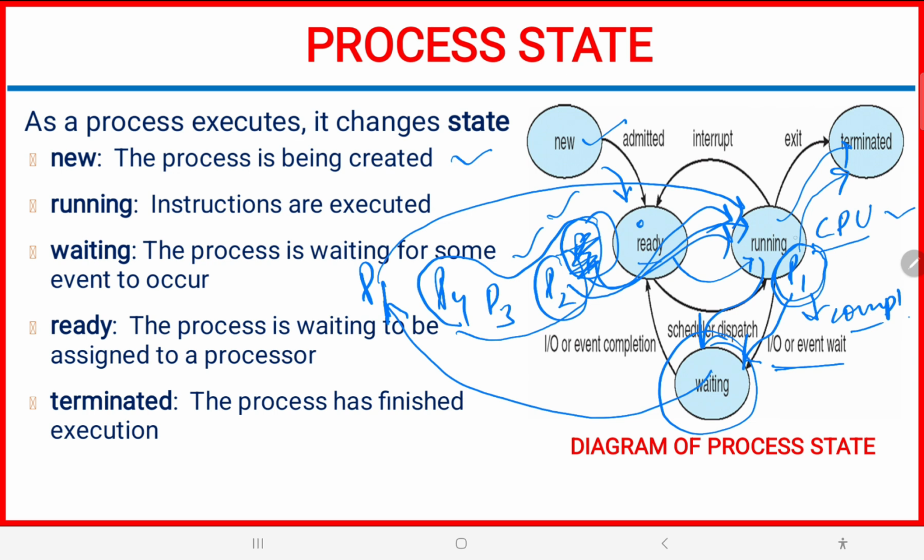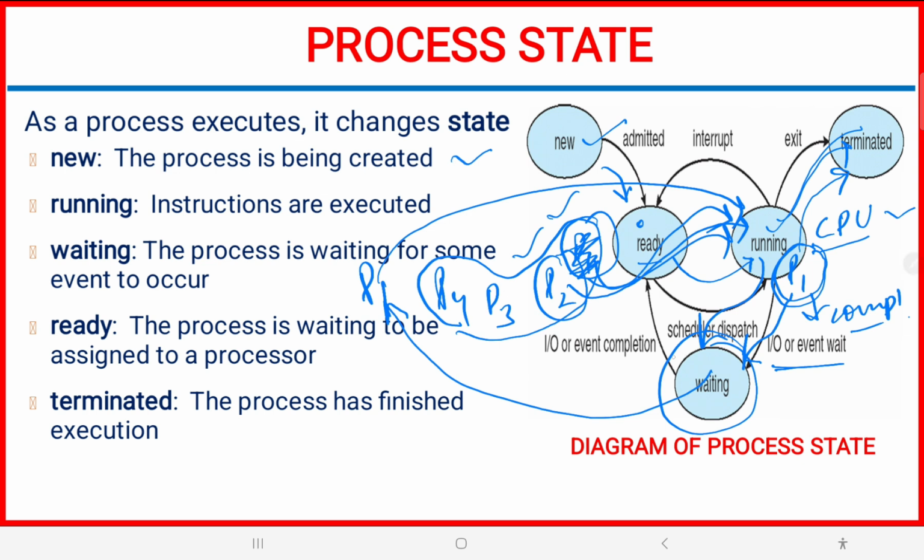the CPU, and suppose this time it has done its job completely. Whatever the job was allocated to P1, that job is now done. So in that case, P1 will now be shifted onto the termination state. So likewise, things are taking place over here, that is, movement of the process takes place from one state onto another.